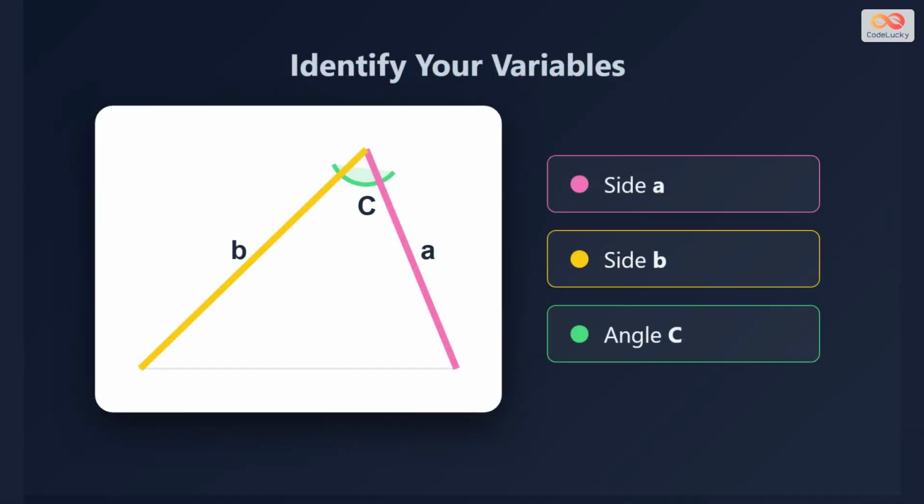It is crucial to correctly identify these components on your diagram. Notice how angle C is the vertex where the two sides, a and b, meet. If the angle was not between the two sides, this specific formula would not apply directly. So, always look for that V shape formed by your two known sides.